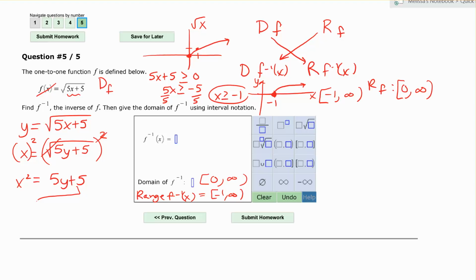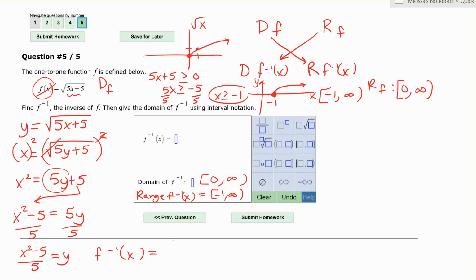Next you're going to isolate the 5y group. So you're going to move the positive 5 to the left by subtracting it. So x squared minus 5 equals 5y. Lastly, get y alone by dividing both sides by 5. x squared minus 5, divided by 5, equals y. Since the original function is f of x, this is f inverse of x. So I know f inverse of x is x squared minus 5 divided by 5.